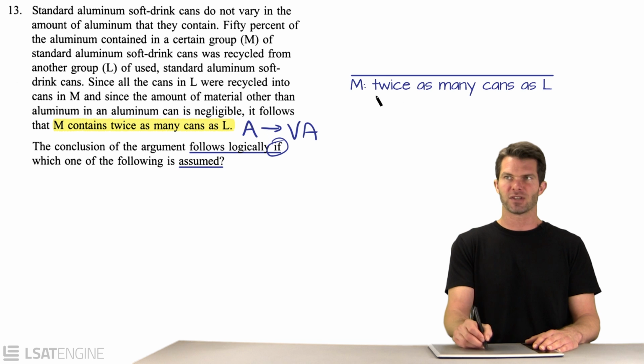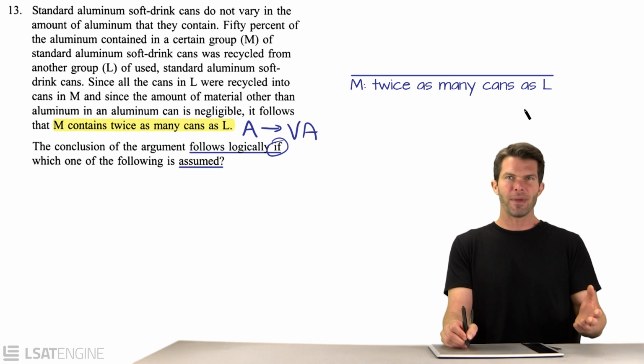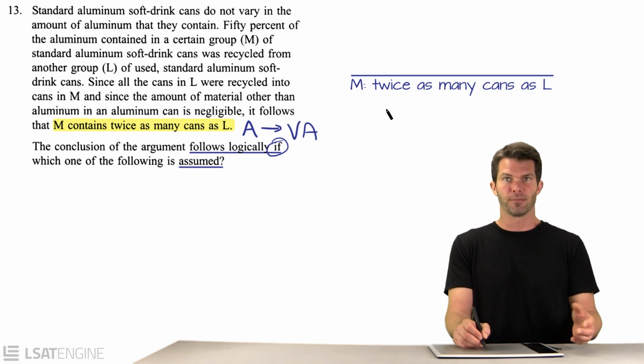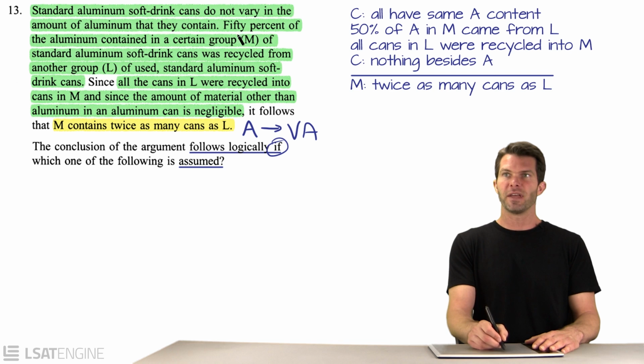The point is that M has twice as many cans as L, and they make a pretty compelling argument. They hit a lot of the important bases. For example, they tell us that all the cans have the same amount of aluminum, so we're not assuming that. And then they tell us 50% of the aluminum in M was recycled from L.